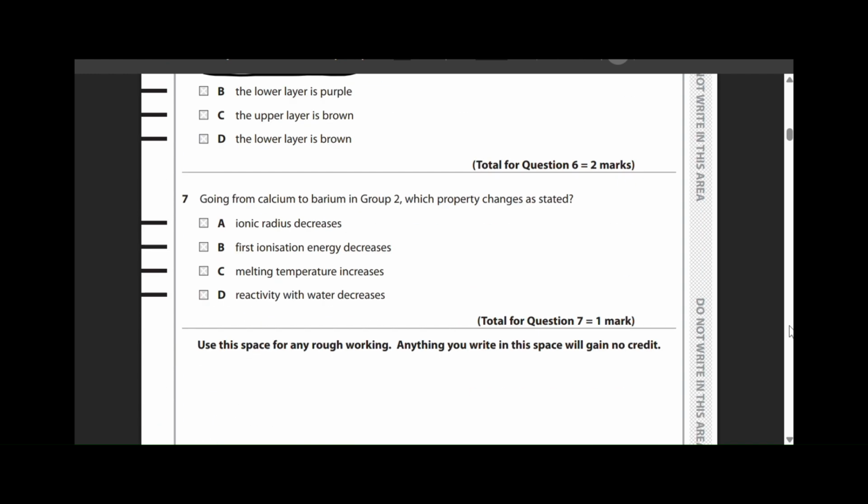Now, question number 7. Going from calcium to barium in group 2, which property changes as stated? As you go down the group, the ionic size will increase. The size of the ionic radius will increase. As a result, what will happen? It would be easier to remove the electron because the distance of the outermost electron from the nucleus will increase. So, the option is the first ionization energy will decrease.